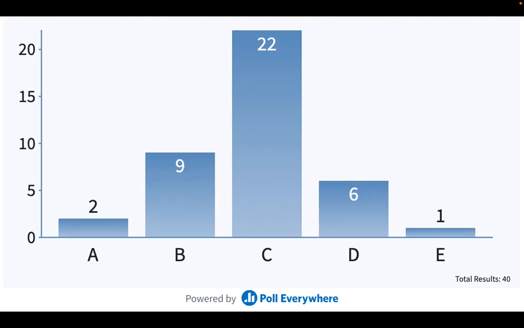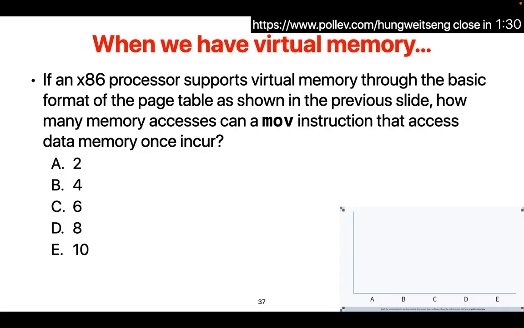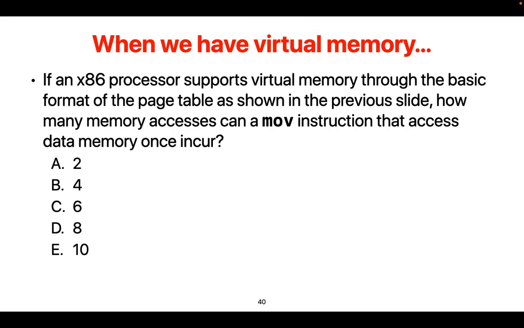Did you guys really discuss? Slight change, huh? So more of you think it's C. What is C? C is 6. Can some of you tell me why you think it's 6? Why do we need 6? Come on, you discussed, right?